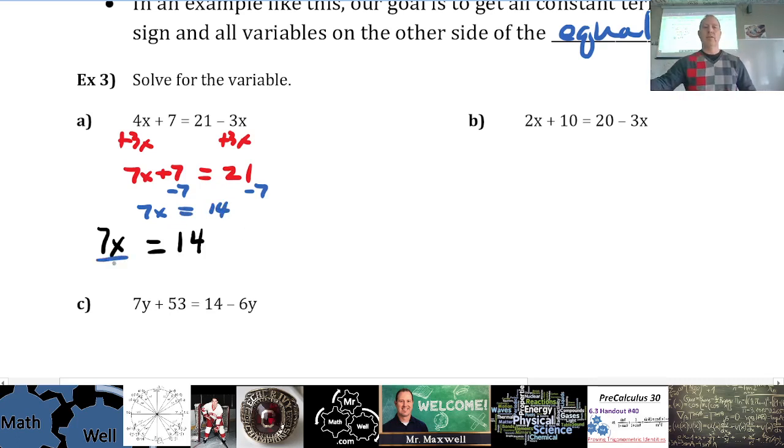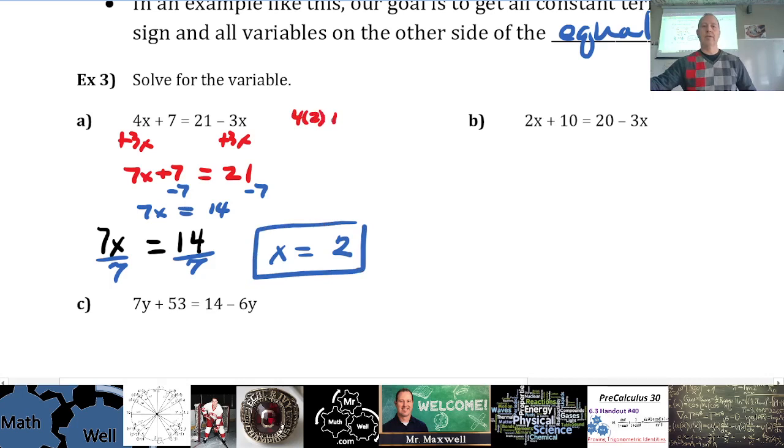So 7x equals 14. Let's divide by 7. And we've got x equals 14 divided by 7, which is 2. All right, a quick check. 4 times 2 plus 7 equals 21 minus 3 times 2. That's going to be 8 plus 7 equals 21 minus 6. That's 15 equals 15. Excellent. So x equals 2 is your answer.